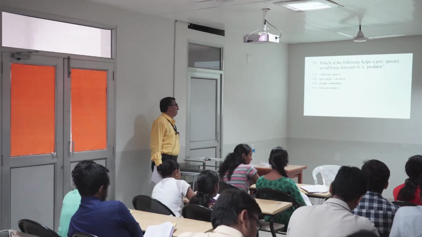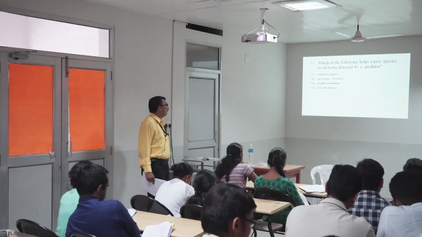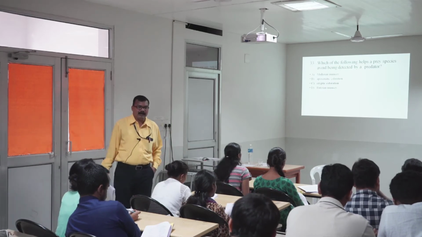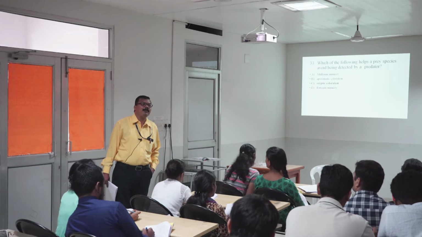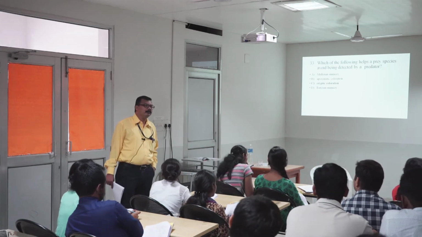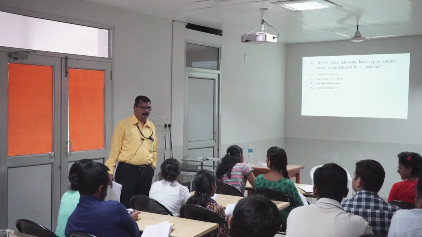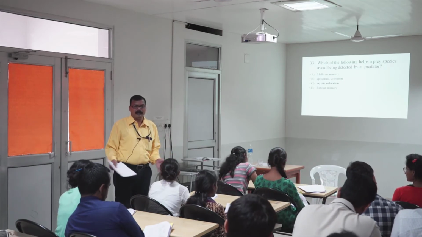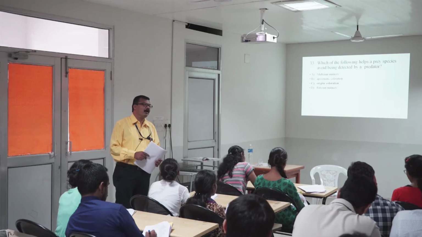Which of the following helps prey species avoid being detected by predators? That is cryptic coloration. Cryptic means hide. Hidden, so it hides itself with respect to the environment. That is cryptic coloration.